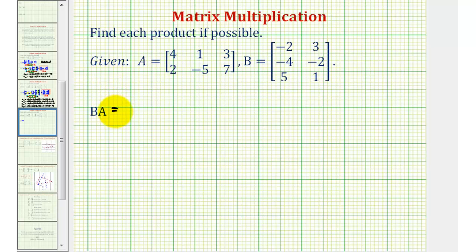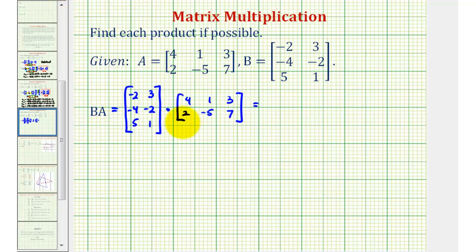So notice in this case, matrix B is first, which is a 3 by 2 matrix, and matrix A is second, which is a 2 by 3 matrix. Now that we have this set up correctly, the next step is to make sure this product is defined. We can only perform matrix multiplication if the number of columns in the first matrix is equal to the number of rows in the second matrix.